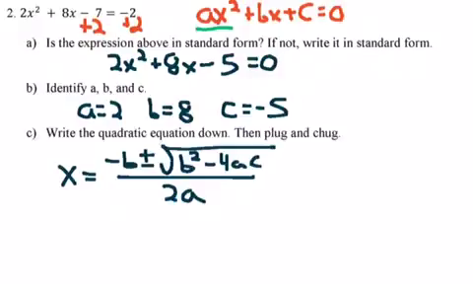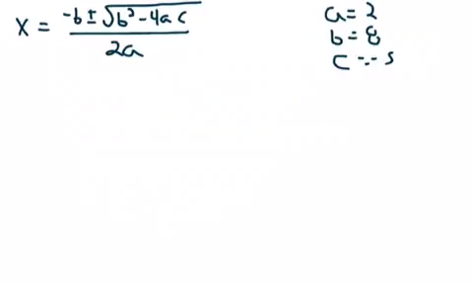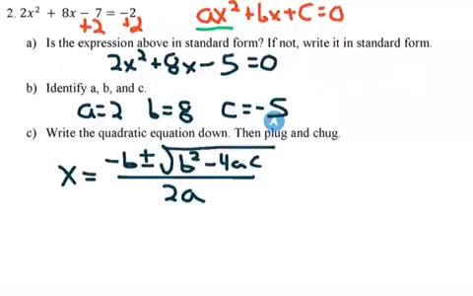And remember, we're going to have two solutions because we have a plus or minus sign here. So we're going to do negative b plus the square root and then negative b minus the square root, and both of those are going to be over 2a. So let's see what that looks like. Let's go to the next slide. Alright, so I've got the quadratic equation written down, and I've got this A, B, and C from the previous problem: 2, 8, and negative 5.